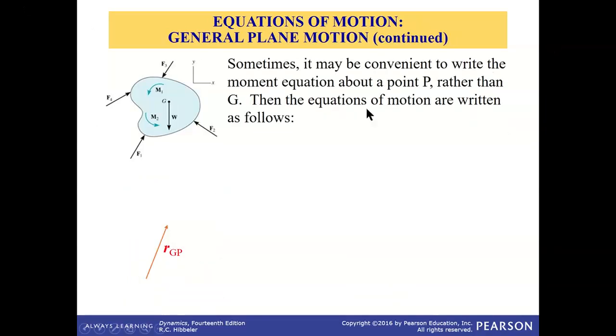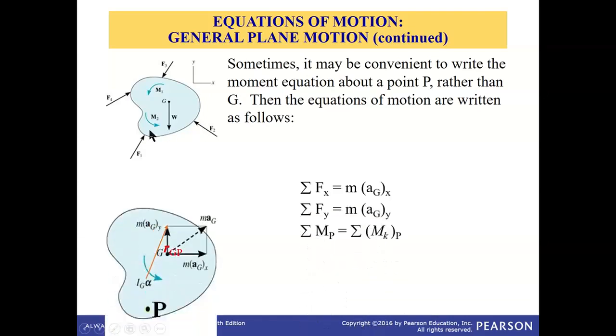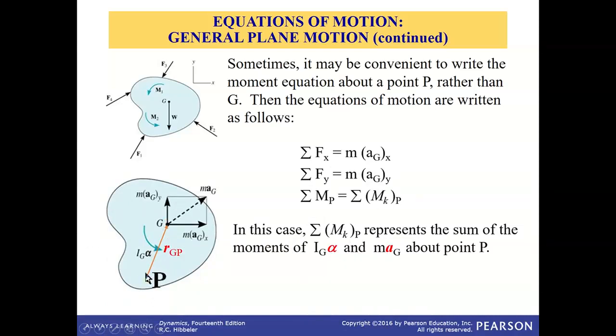Sometimes it may be convenient to write the moment equation about point P rather than G. Now where is point P? So let's see. Point P is here, and oftentimes we need to write the equations of motion about any arbitrary point, not the center of mass. Then the equations of motion can be written as sum of forces in x, sum of forces in y, and the third one is sum of moments about P. Remember, this is different from the previous slide where it was sum of moments about G. Now it's sum of moments about P, which is equal to kinetic moments about P.